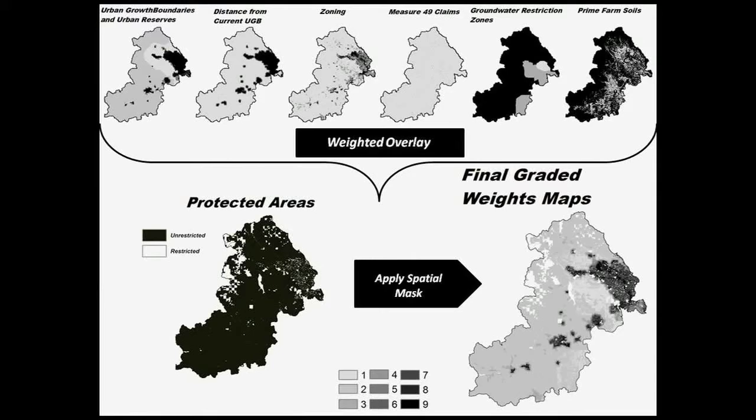So we simply gathered spatial data on these regulations, specifically the UGB, that being the most important criteria that we used, added these all together in a weighted overlay, and subtracted out protected areas. And we have a graded map at the end from 1 to 9 that will guide where urban land cover will take the place of other land cover types.